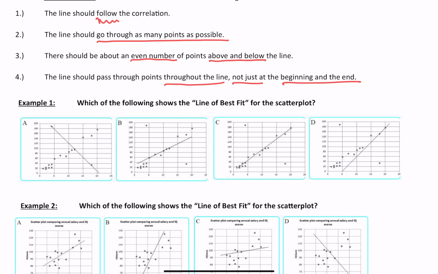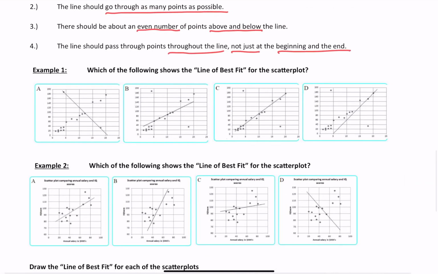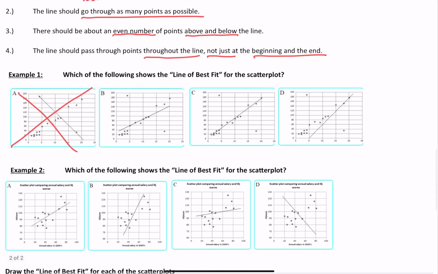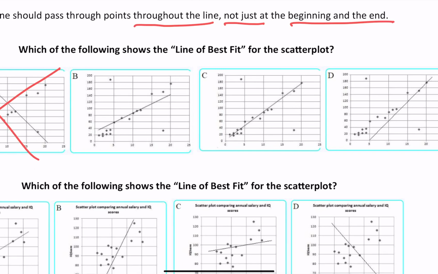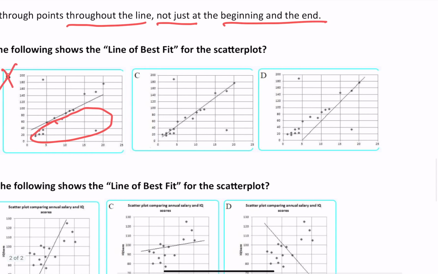So example 1, which of the following shows the line of best fit for this scatter plot? Well, this first one doesn't work because it does not follow the correlation. This next one doesn't really look like it's got an even amount above and below at all. There seems to be more at the bottom here than at the top. So this doesn't work either.